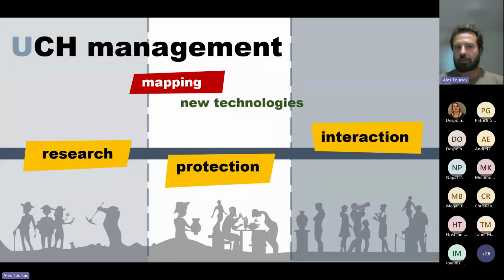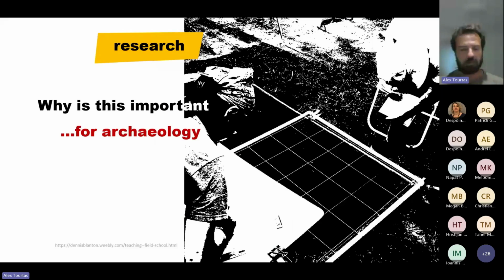And now we come to the way that mapping and new technologies is introduced nowadays, and not just in cultural heritage in general, but especially into underwater cultural heritage. So when we're talking about underwater research, I don't have to explain to you, I guess, why this is important for archaeology. Archaeology is all about spatial relations. So you need to know where things are being found and what is the relationship between them, both in the X, Y, and Z axis.